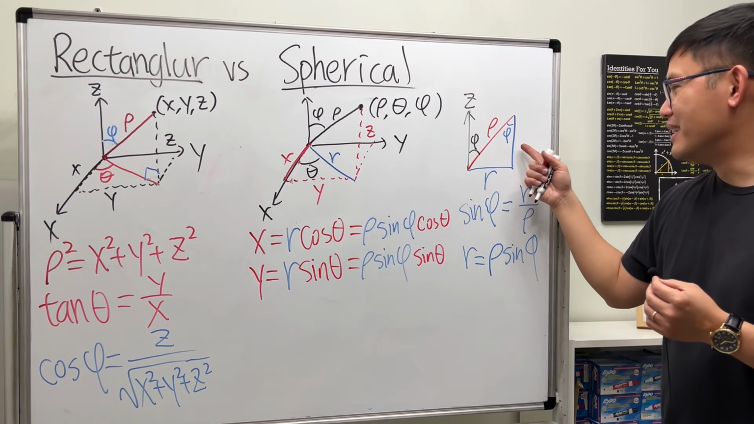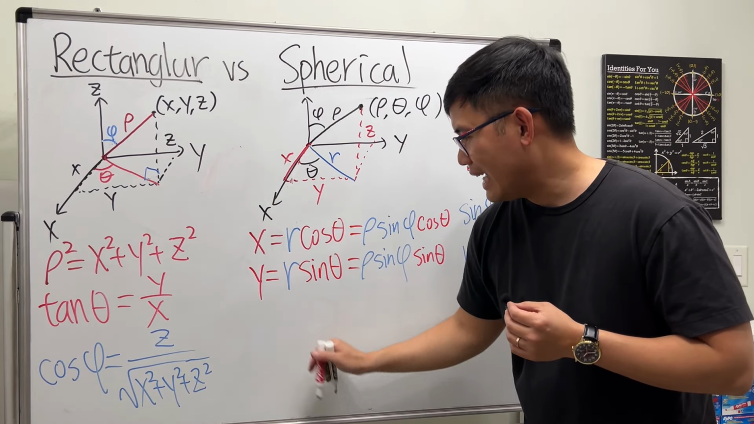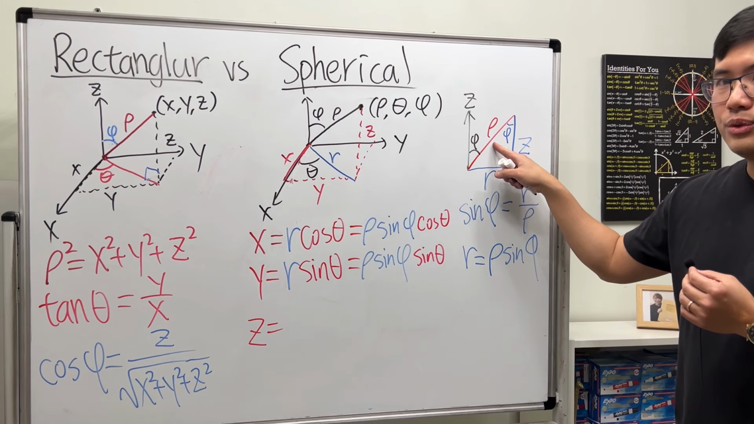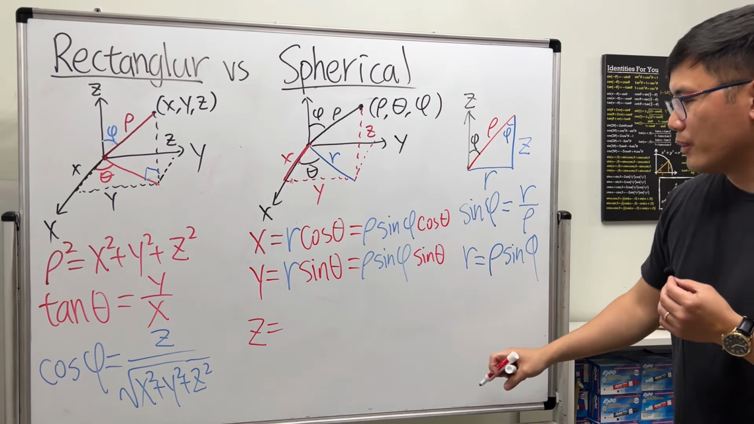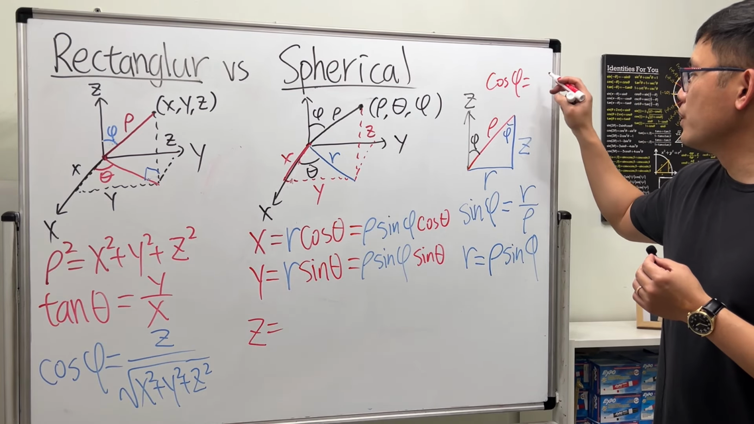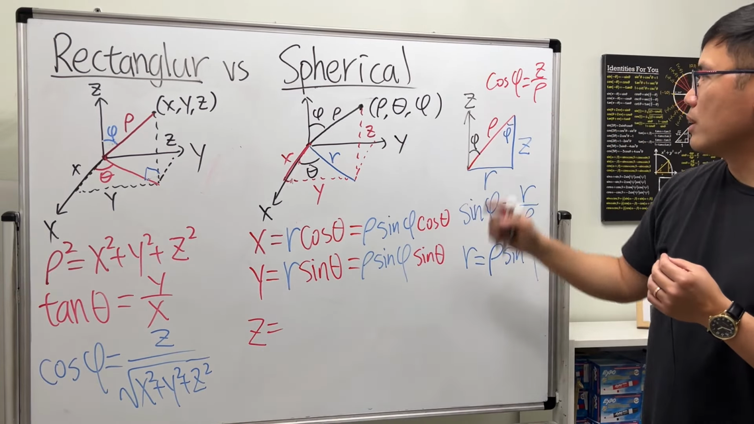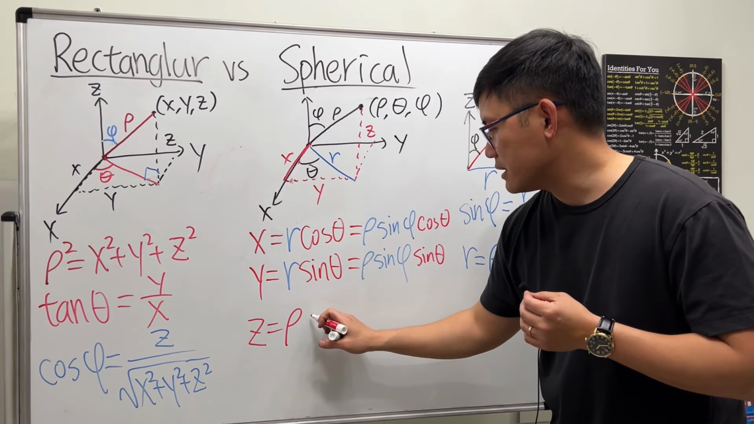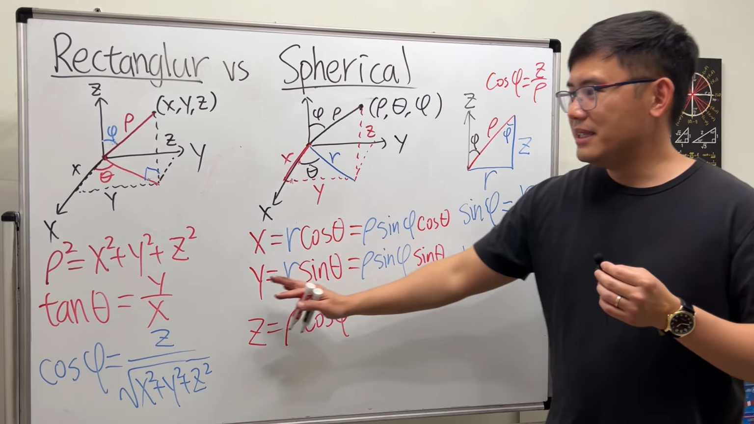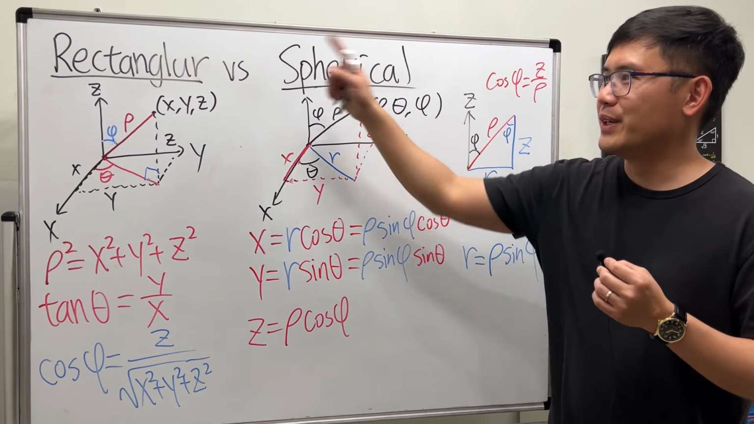Now, lastly, how about the z? Here we have the z. For z, all we have to do is, because we have the rho already, we can just do cosine, right? Cosine v equals z over rho, just like what we did over there, and just multiply rho on both sides. So z is equal to rho times cosine v. So ladies and gentlemen, these 6 are the ingredients that we have to go from rectangular to spherical, spherical to rectangular.